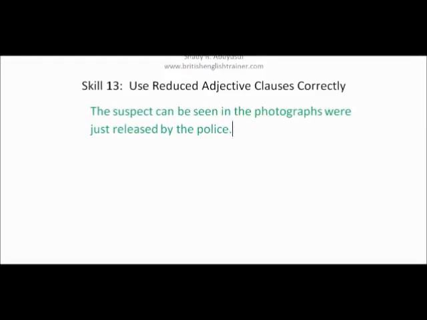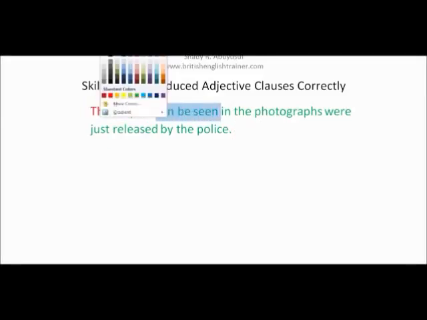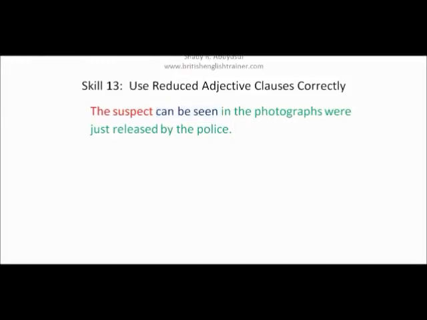Now we need to analyze this sentence. The suspect, that's a subject, can be seen, well, that is a verb. Great. So the suspect, that's a subject, can be seen, that's a verb. And then we have in the photographs were just released. Oh my god, were just released, that's another verb. Well, that's a problem, because we have two verbs, no connector, one subject. That's a big problem. So how can we make it correct?